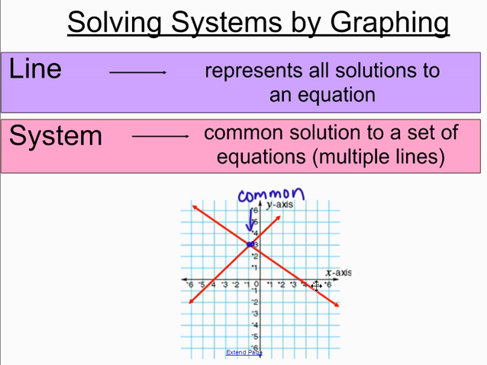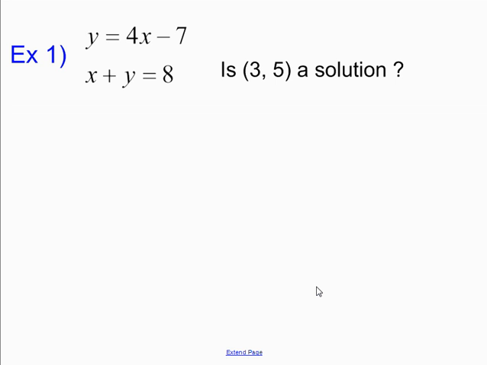Now, what we'll look at first before we get into graphing is we're going to talk about it a little bit from an algebra point of view. So here I have 2 equations, y equals 4x minus 7 and x plus y equals 8. And the question here is, is (3, 5) a solution? In other words, is it a common solution? Is it a solution to both of these lines? So that's why I know where they crisscross. Now I could graph it and find out if that's true, but I can solve it faster algebraically.